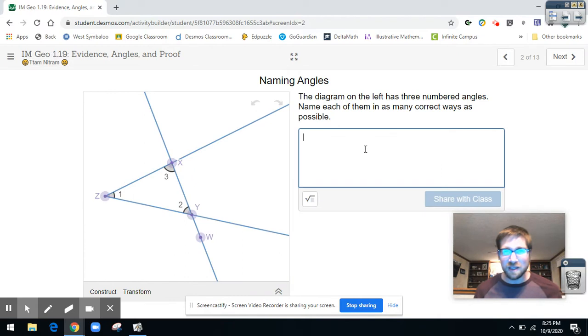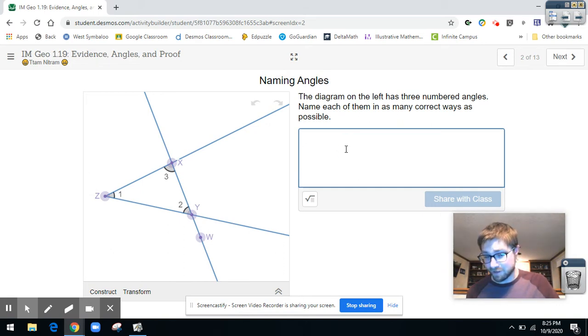First and foremost, though, this diagram on the left here has three numbered angles, angle 1, angle 2, and angle 3. They could be given other names, though, naming them using three-letter combinations. I'm sure your teachers have talked about that a little bit. I want you to pause now and try and come up with as many good names for the angles as you can. Okay, hopefully you paused there and tried some stuff out.